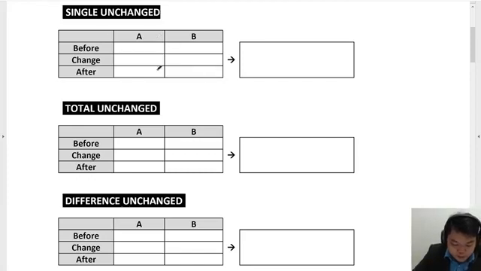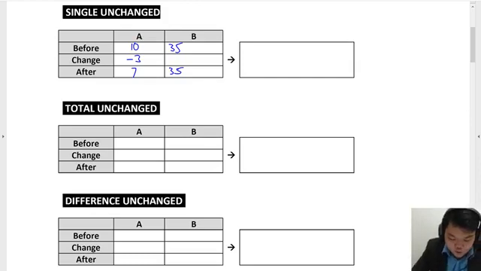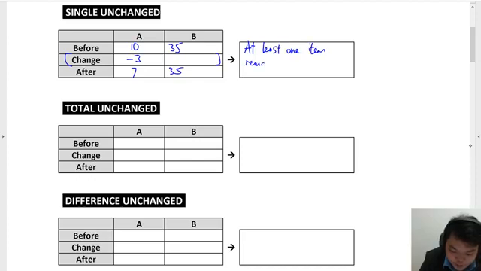Okay, so now let's move on to this. Now, in single unchanged quantities, what did we talk about? We say that if A has got $10 and B has got $35, and if A were to spend $3, then A would have $7 remaining, while B would still have $35 remaining. So, how do we know that this is a single unchanged quantity? We say that inside the change row, at least one item remains unchanged.